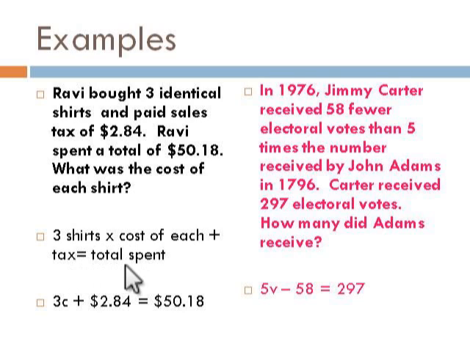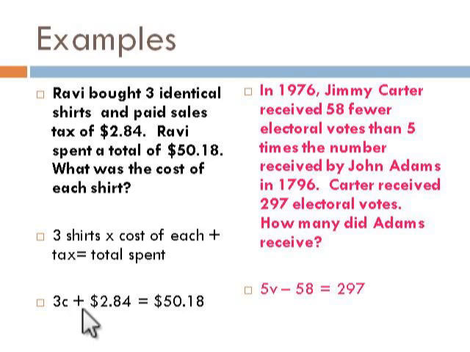So now I fill in the numbers. The total spent was $50.18. The tax was $2.84. And I bought 3 shirts, but I don't know how much each one cost. So here I'm letting C represent the cost of each shirt. 3 times C. So now when I go to solve this, the first step would be to look and see which operations I'm using, multiplying and adding.